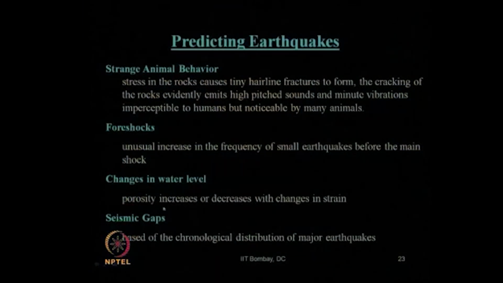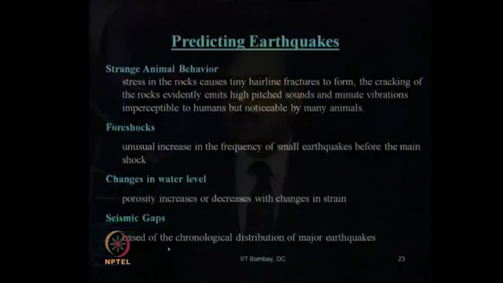Changes in the water level is another criterion, as porosity increases or decreases with changes in the strain. That changes the water level, but again that is not an exact quantitative prediction of earthquakes. It can be because of other reasons also, like a storm or a flood. There are several reasons for which the water level changes.